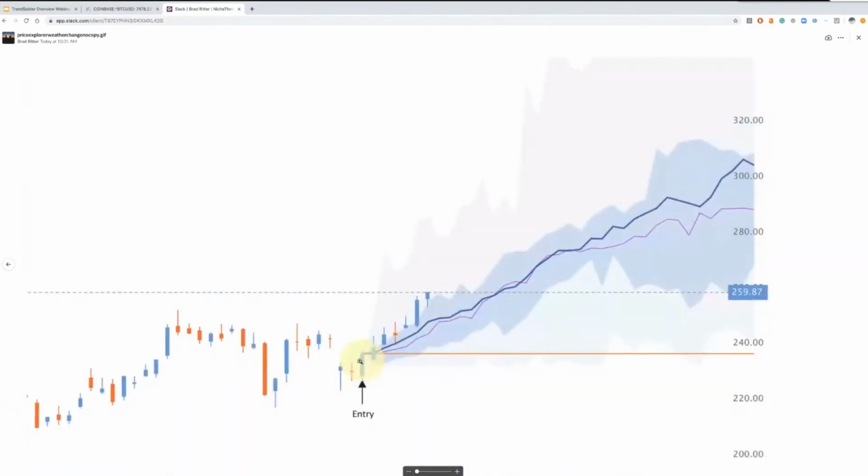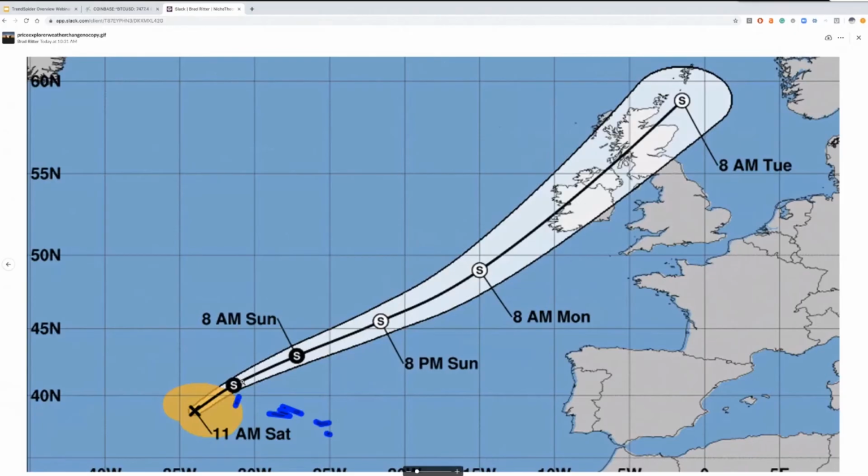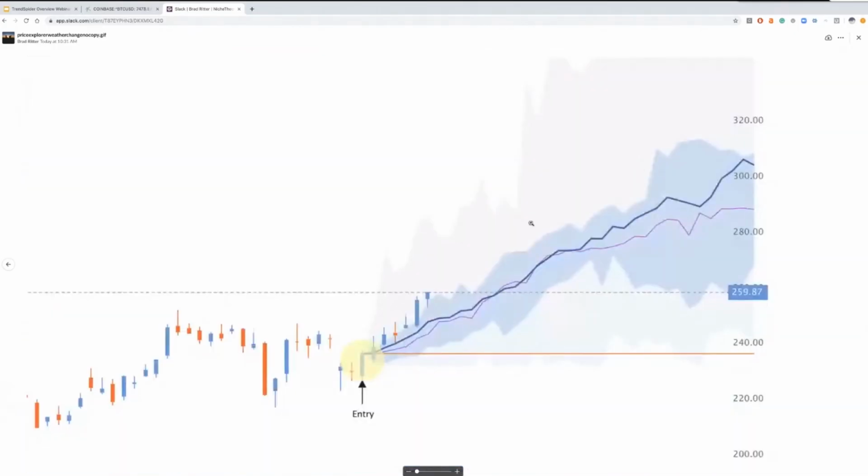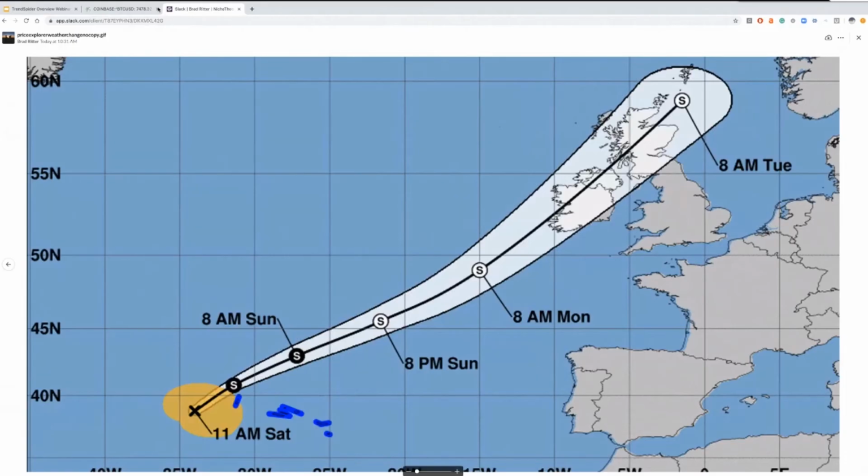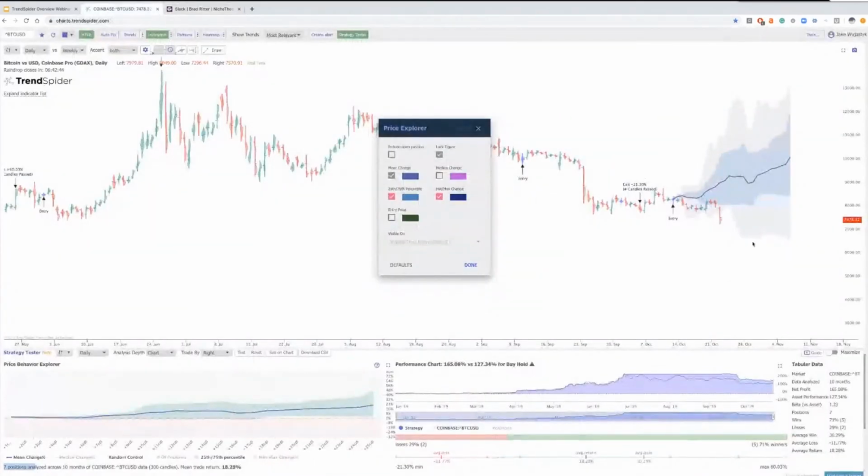So essentially, let's say this is the blue raindrop on the hurricane map. This is all of the different ways that the raindrop can move based on the past. We've got this gray cloud, which represents the biggest move to the upside and the biggest move to the downside. You can see with our current price action, we're actually performing the strongest to the downside out of these 7 positions that were analyzed.